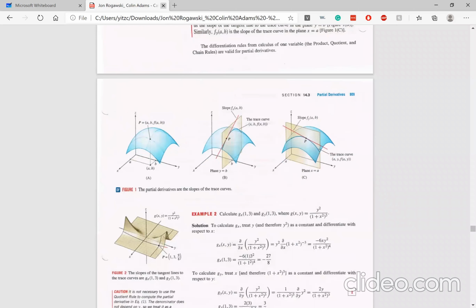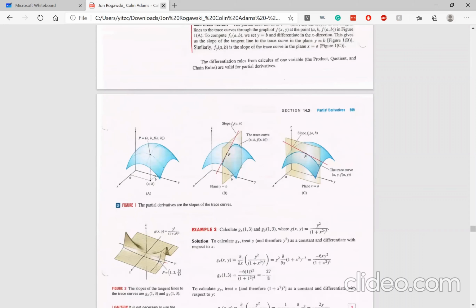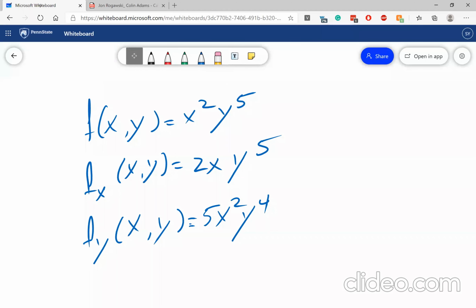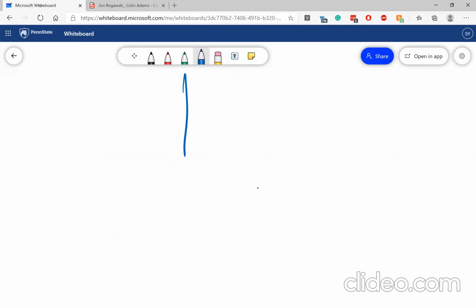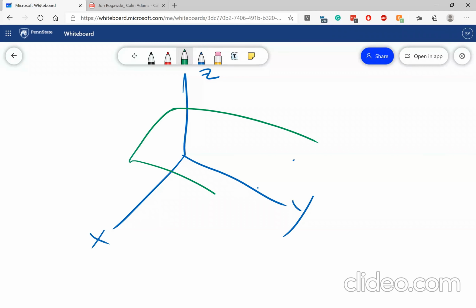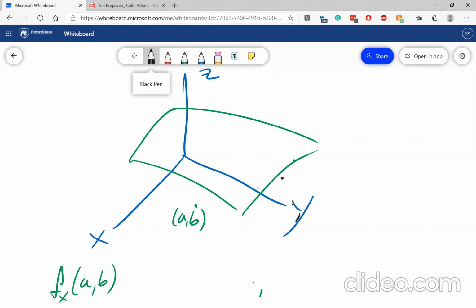So the next thing that they show us is some pictures about how we can interpret this in terms of slopes of lines. So let's go back here. If we have a surface, here's my x, here's my y, and here's my z, here's the surface. Another interpretation of the partial of f with respect to x at a point AB. We can look at a point AB, and if we want to take the partial with respect to x, we can imagine a plane that definitely cuts through the surface, and it would look something like this.